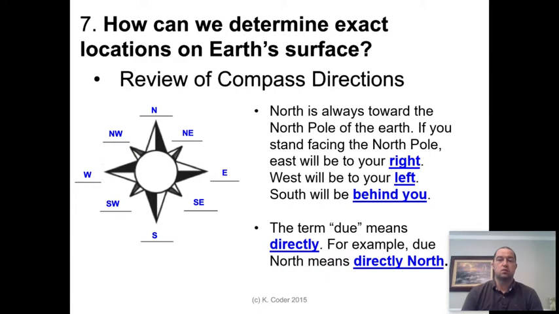The term due means directly. For example, due north means directly north.